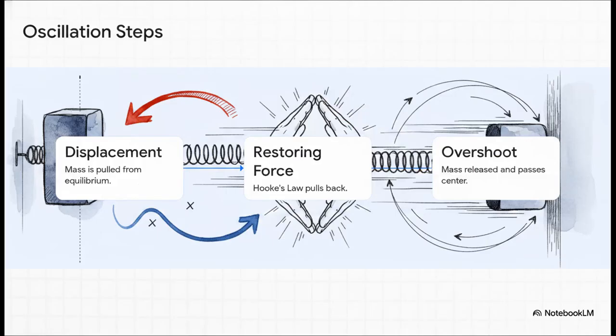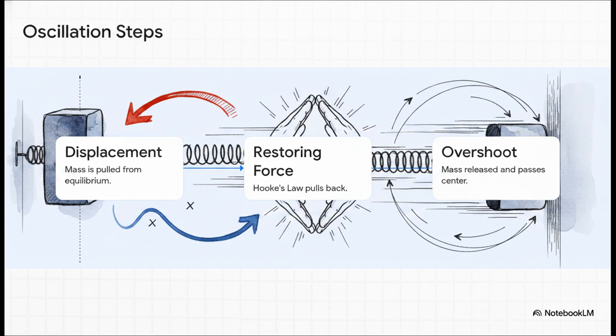Let's really animate this process in our minds. Step 1, we pull the mass to the right. That distance we moved it, that's called displacement, or x. Step 2, the exact moment we stretch that spring, it wants to go back. It fights back with a restoring force. This brings us right to Hooke's law, which states that this restoring force is directly proportional to the negative displacement. Basically, the further you stretch it, the harder it pulls back in the opposite direction.